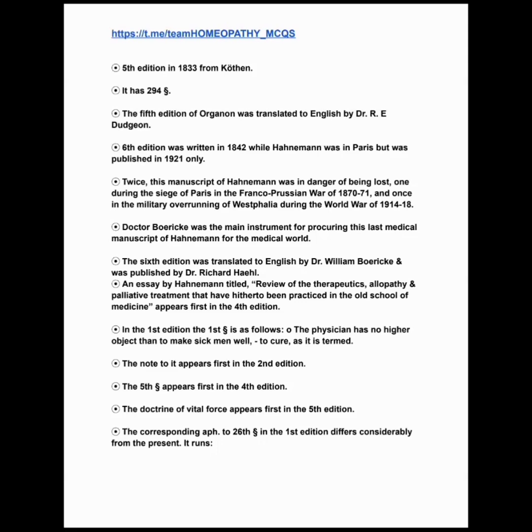R. E. Dudgeon. Sixth edition was written in 1842 while Hahnemann was in Paris, but was published in 1921 only. Twice this manuscript of Hahnemann was in danger of being lost. ये याद रखिएगा, दो बार लॉस्ट होने की इसकी जो मैन्युस्क्रिप्ट है वो दो बार लॉस्ट होने की पॉसिबिलिटी थी. सीज ऑफ पेरिस इन द फ्रैंको पर्सियन वार, वर्ल्ड वार के टाइम पे ही था.